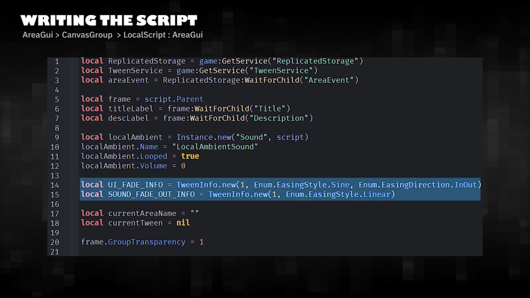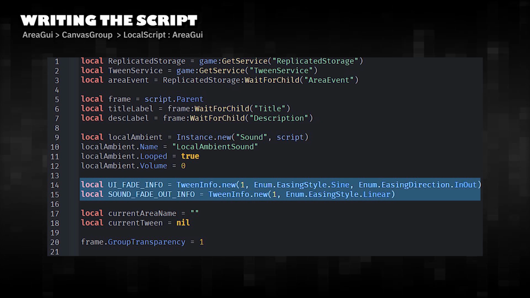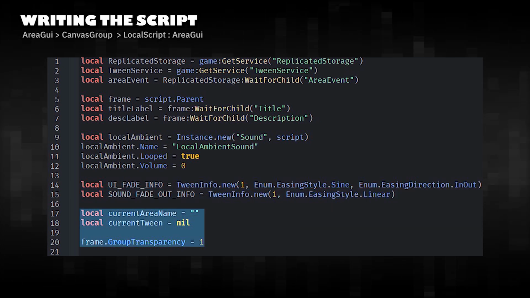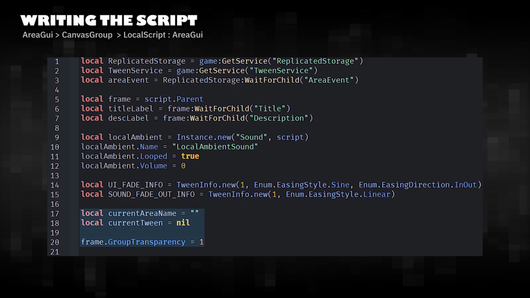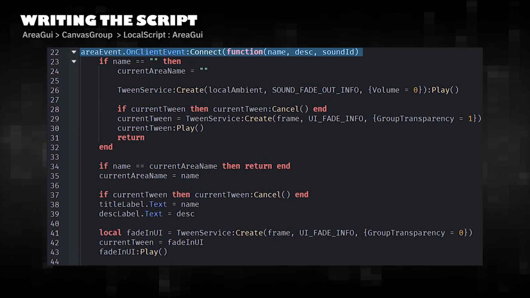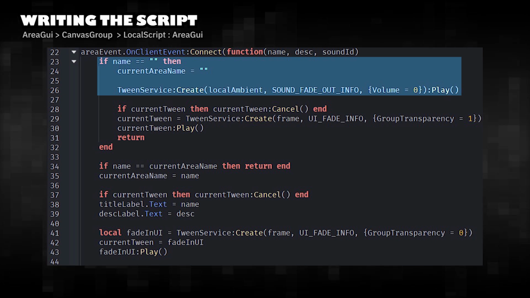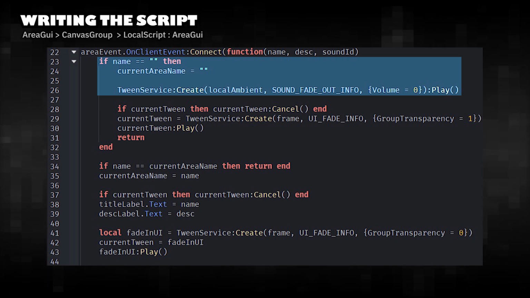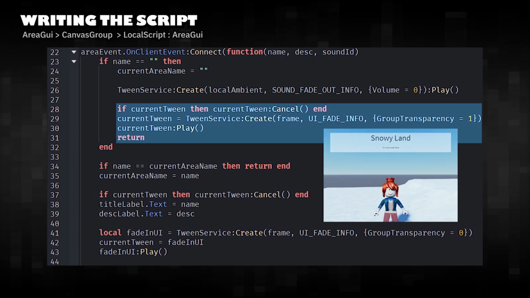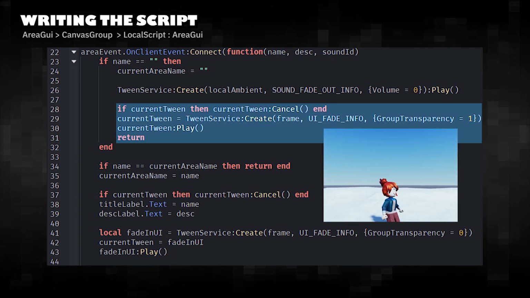Define smooth animations for both the UI and the sound. Store the current area and hide the UI at the start. Waits for the server to send area info. Handles exiting an area. Reset area name and fade out sound. When leaving, smoothly hide the UI and stop the sound.